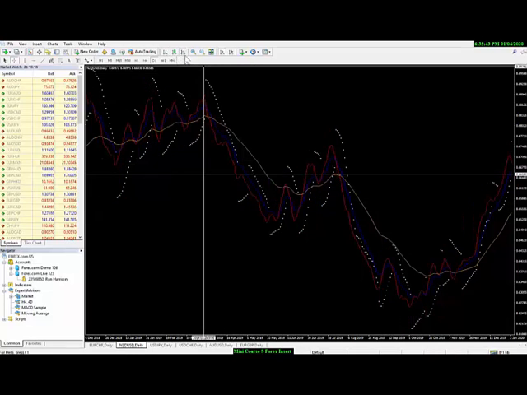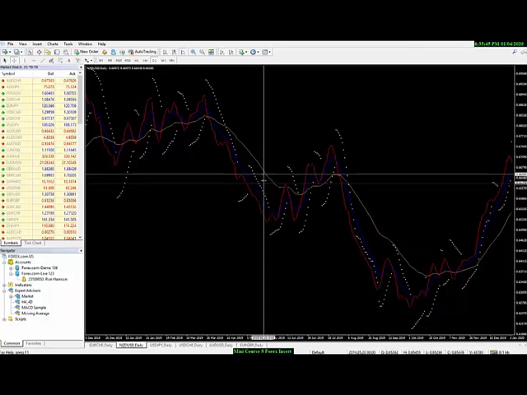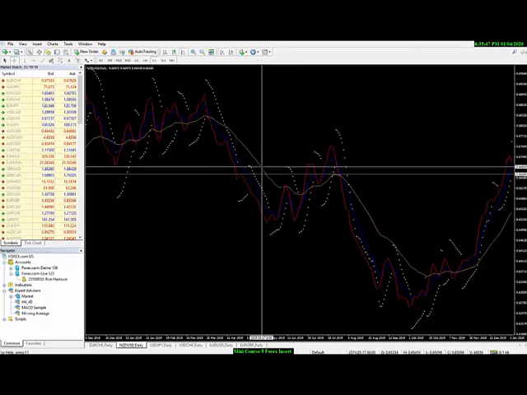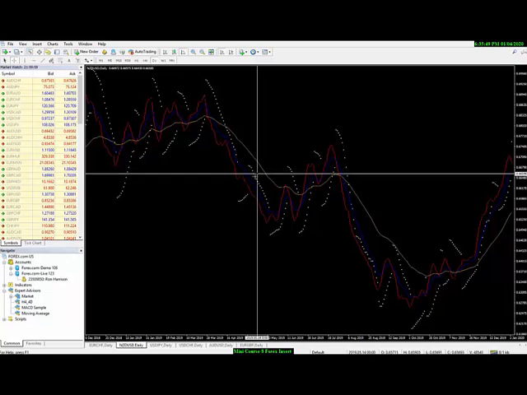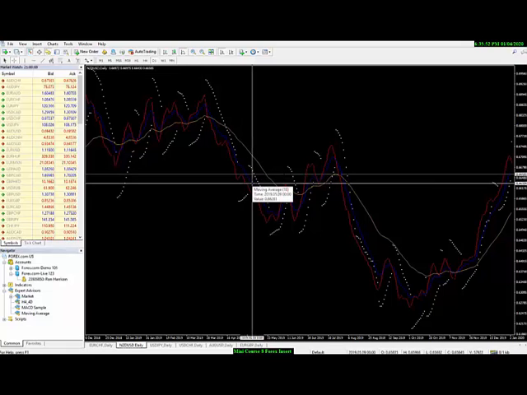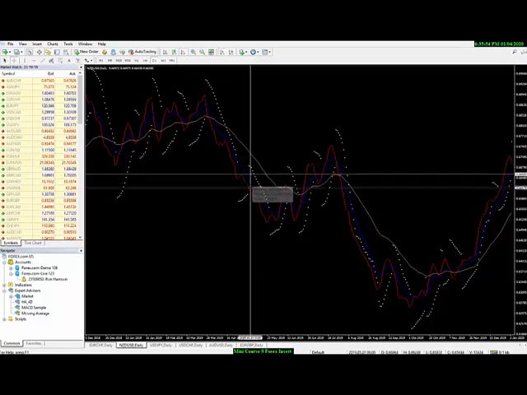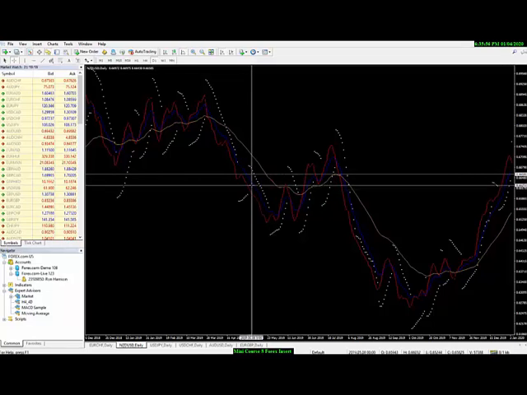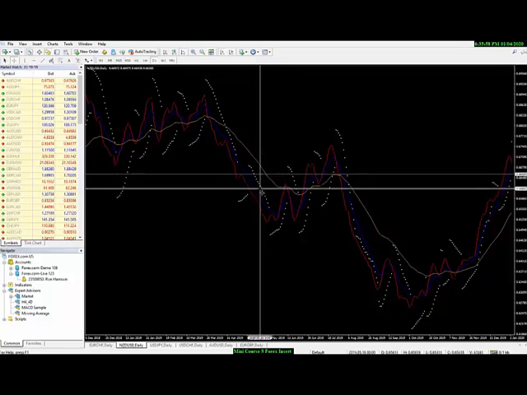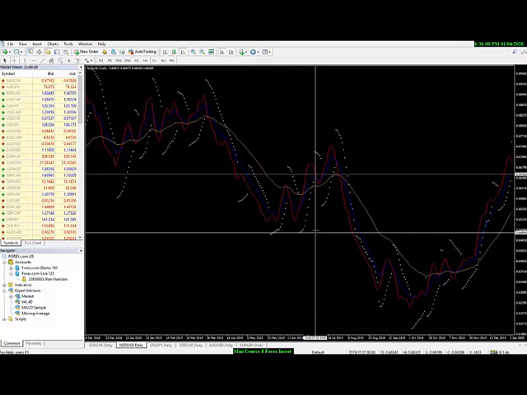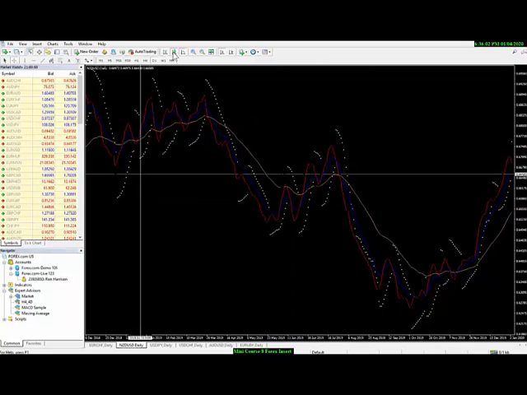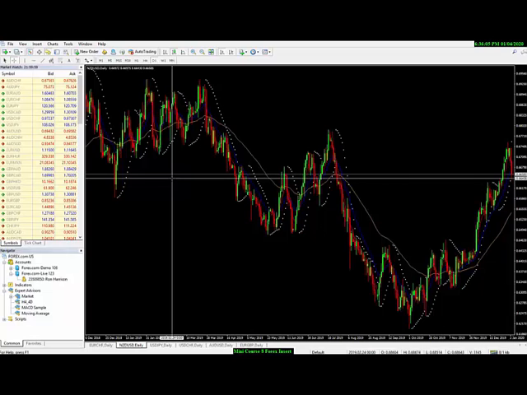And if I was to turn off my candles, you'll see that I have the 55 right there. I have the 15, the blue, and 5 is the red. So 5, 15, and 55. And then the dots are the parabolic SAR. And that, along with the candles, is pretty much all that I use.